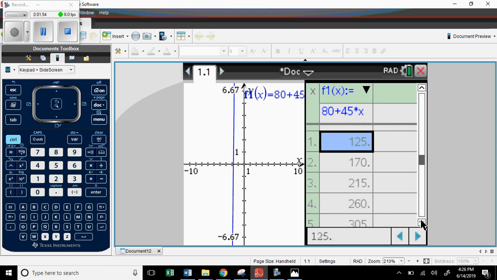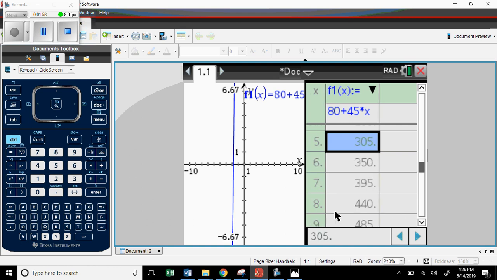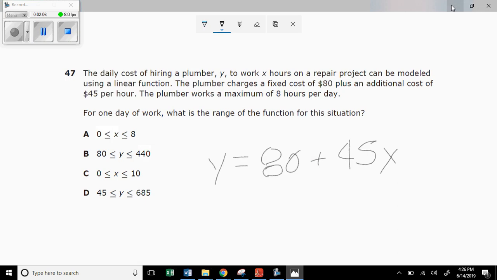Now, remember the problem says you can be up to 8 hours. So there's our 8 hours, and at that point, the cost would be $440. So let's go back to our problem. In our problem, we can see that our Y values, which is our range, is from $80 to $440. Our answer choice would be B.